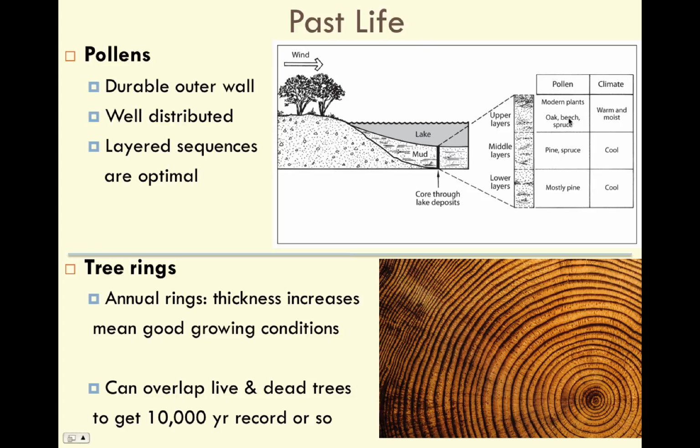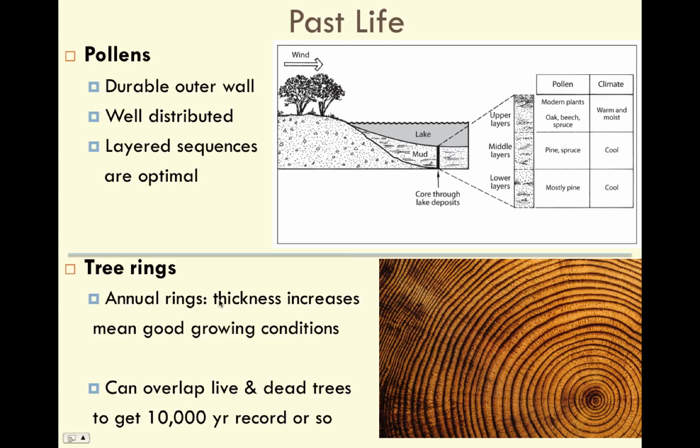Maybe you have pollens from oak, beech, spruce, which are trees that typically like warm and moist conditions. And then below that in the middle layers, you might have pine and spruce, which definitely like cooler conditions. And then maybe you have a layer of mostly pine, which also prefer cool conditions. So looking at the layers of the pollen, you can get an idea of the plant distributions and also the climate.